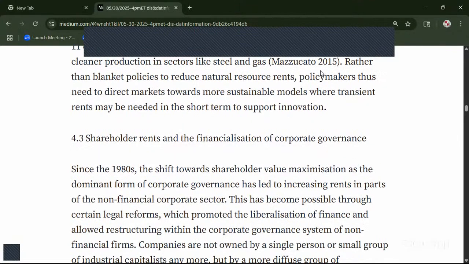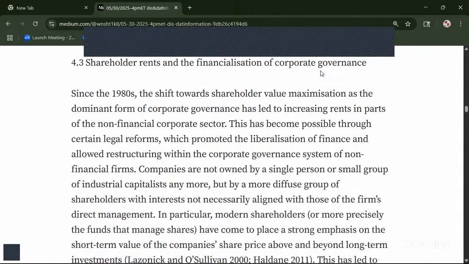4.3, shareholder rents, financialization of corporate governance. Since the 1980s, the shift toward shareholder value maximization as the dominant form of corporate governance has led to increasing rents in parts of the non-financial corporate sector. This has become possible through certain legal reforms, which promoted the liberalization of finance and allowed restructuring within the corporate governance system of non-financial firms.